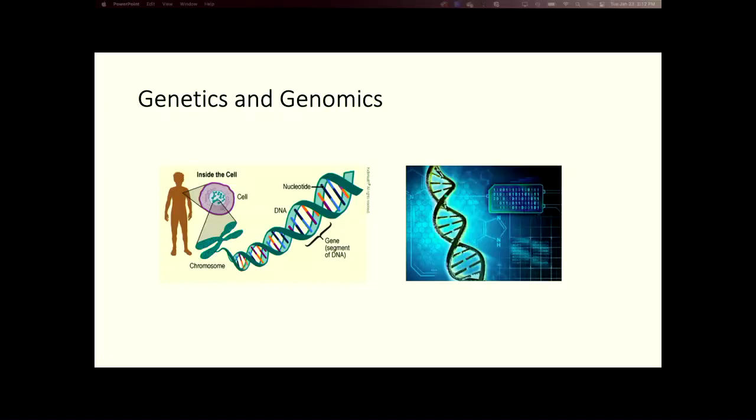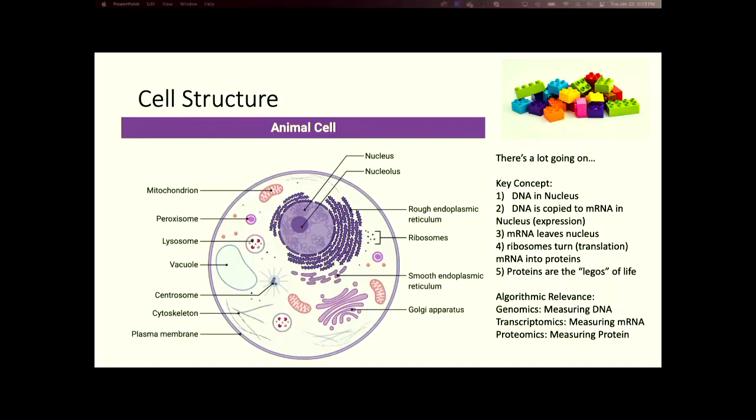Genetics and genomics are closely related. Genetics, we could say, is the study of how traits are passed in a hereditary fashion in a population, and genomics is how we use high throughput tools to measure genetics. To understand how all of this happens, it's really useful to understand some cell structure so we can think about how different levels of the central dogma are orchestrated.